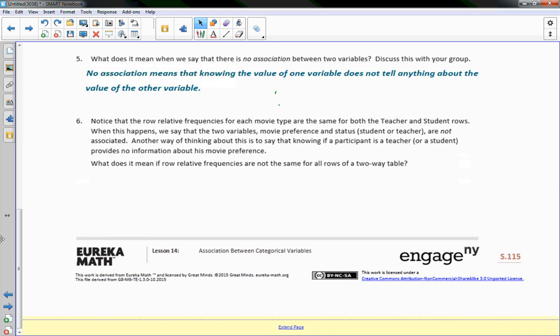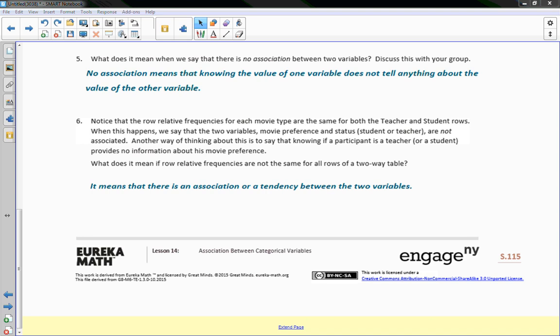Number 6, notice that the row relative frequencies for each movie type are the same for both the teacher and the student rows, which I've already mentioned. When this happens, we say the two variables, movie preference and status, student or teacher, are not associated. Another way of thinking about this is to say that knowing if a participant is a teacher or student provides no information about their movie preference. What does it mean if row relative frequencies are not the same for all rows of the two-way table? It means that there is an association or a tendency between the two variables. So if the row relative frequencies are not the same, then there is an association.